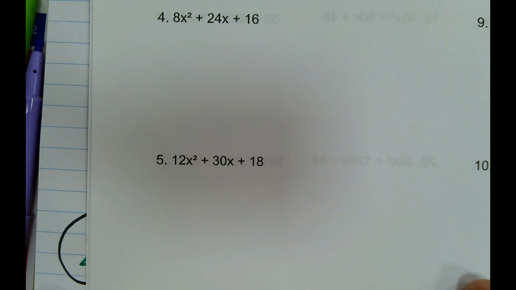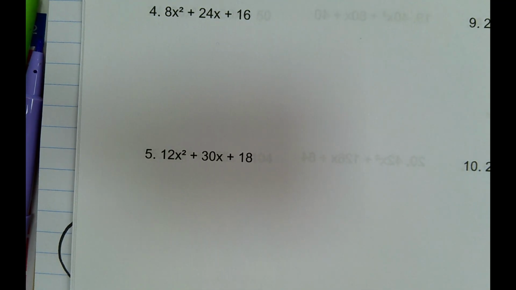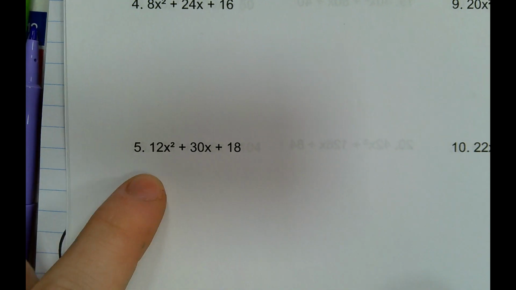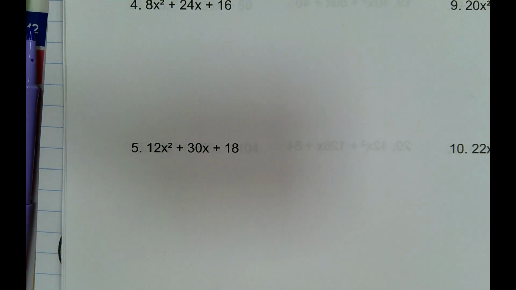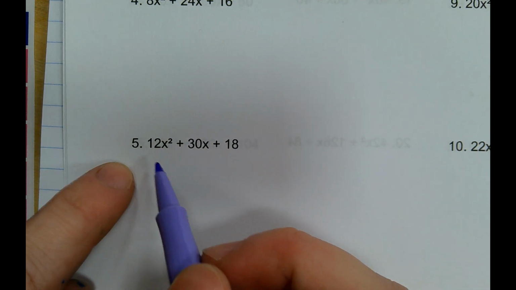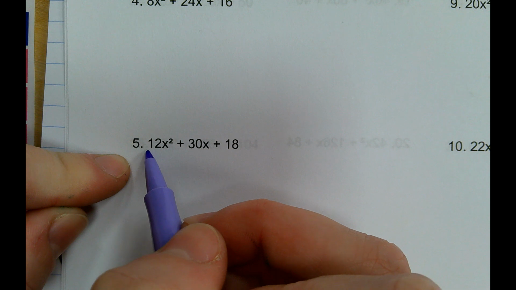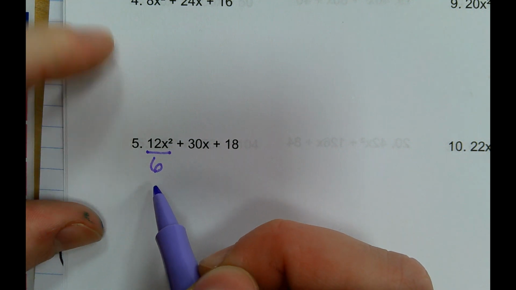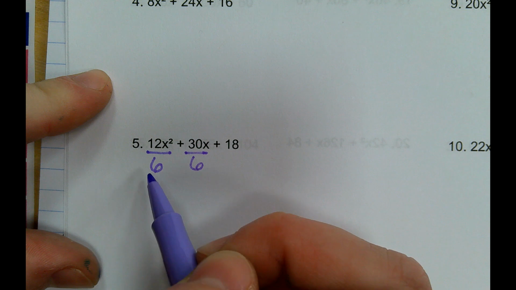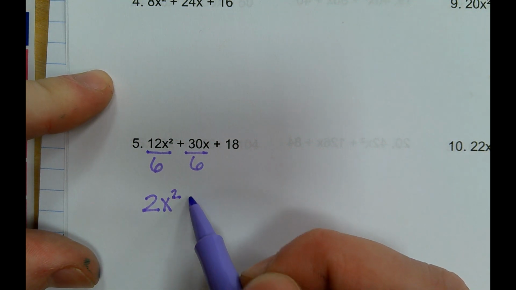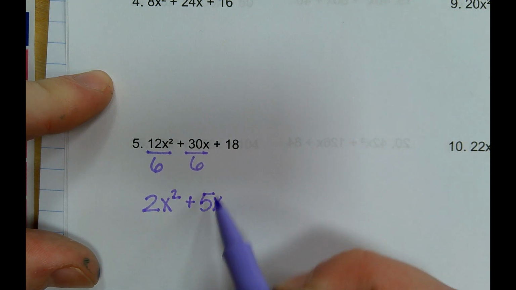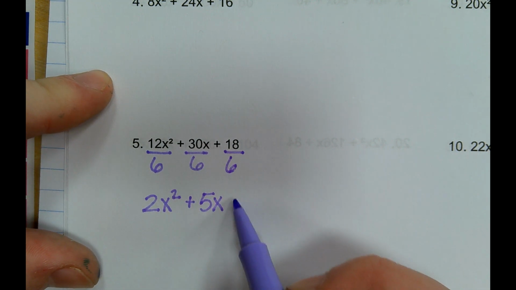We got something different happening in number 5. Okay, so first, because our A is not 1, we need to figure out what the greatest common factor is here. So what's the biggest number I can divide all these numbers by? 6. Let's see. I've got 12 divided by 6, and that would give me 2x squared. And then 30 divided by 6 is 5x. 18 divided by 6 is 3.